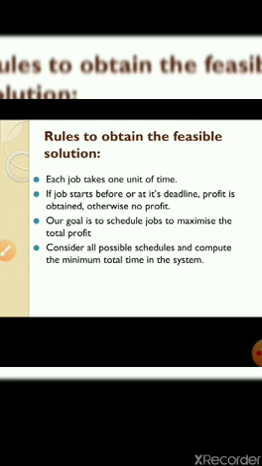Rules to obtain the feasible solution. Each job takes 1 unit of time. If a job starts by its deadline, profit is obtained. Otherwise, no profit. Our goal is to schedule jobs to maximize the total profit. Consider all possible schedules and compute the maximum total profit. What it means is we should consider jobs which have maximum profit. So at the end we get the total maximum profit.